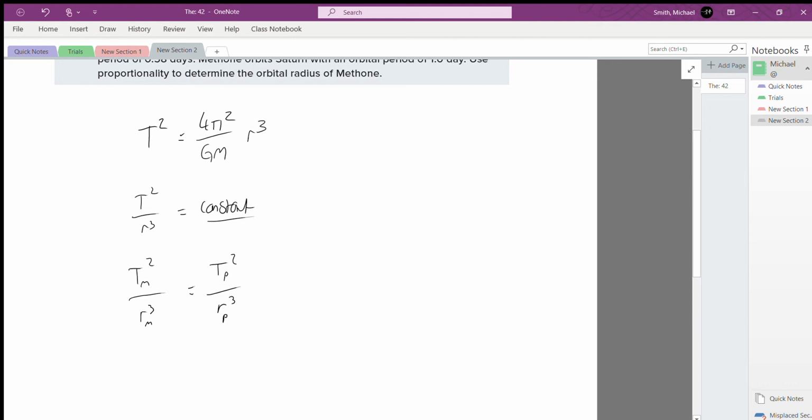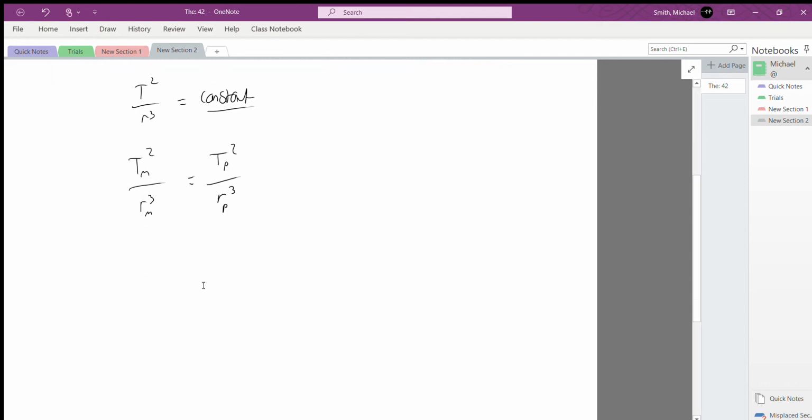Now we're trying to find the orbital radius of methane, so we can just rearrange this to get r on its own. So we'll cross multiply first, so that Tm squared multiplied by Rp cubed equals Tp squared multiplied by Rm cubed, and finally Rm cubed will be equal to the period of methane squared divided by the period of pan squared multiplied by the orbital radius of pan cubed.